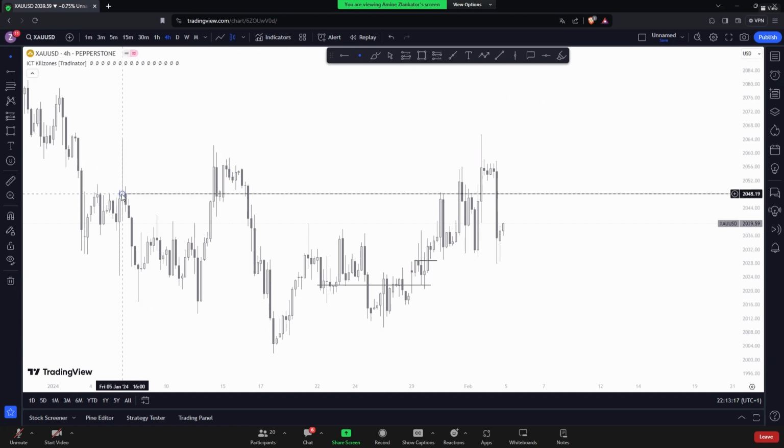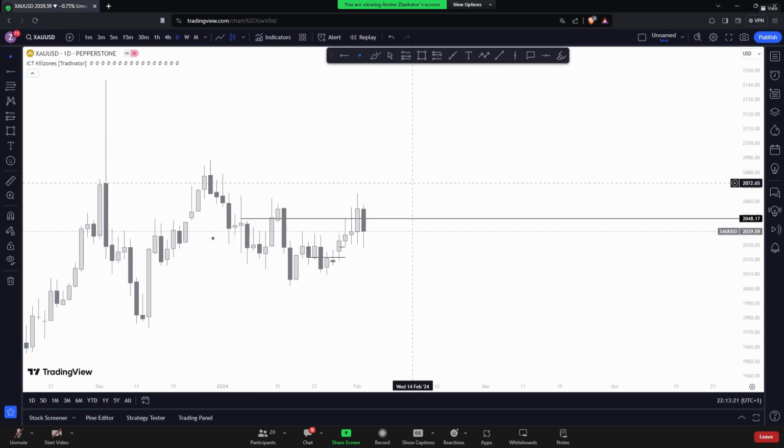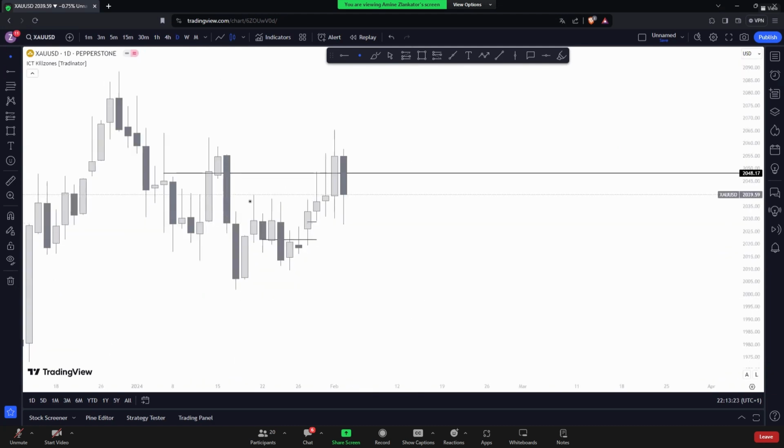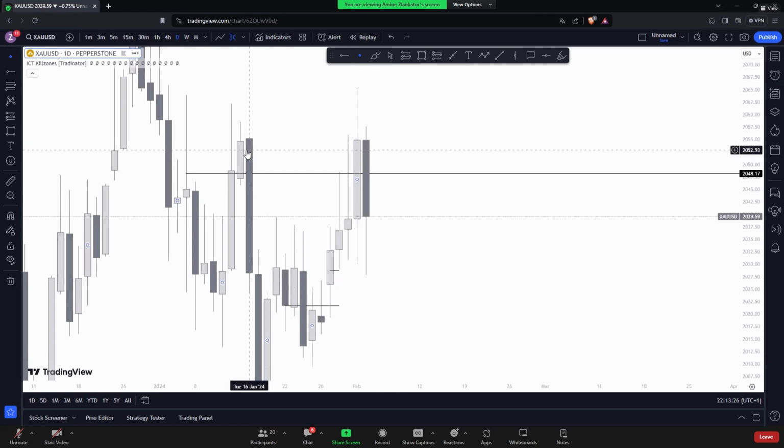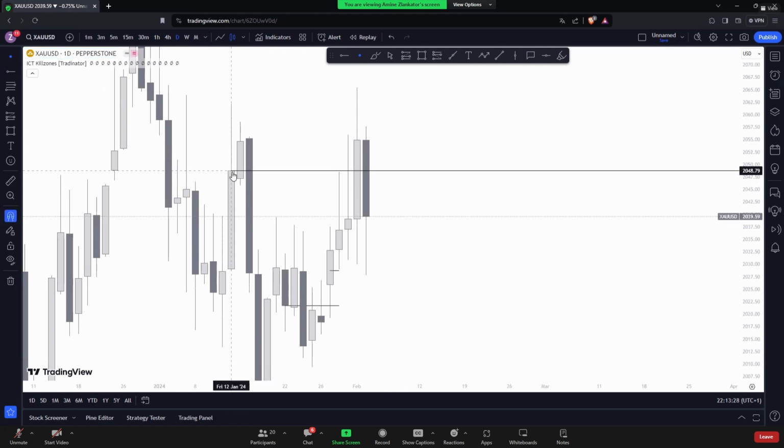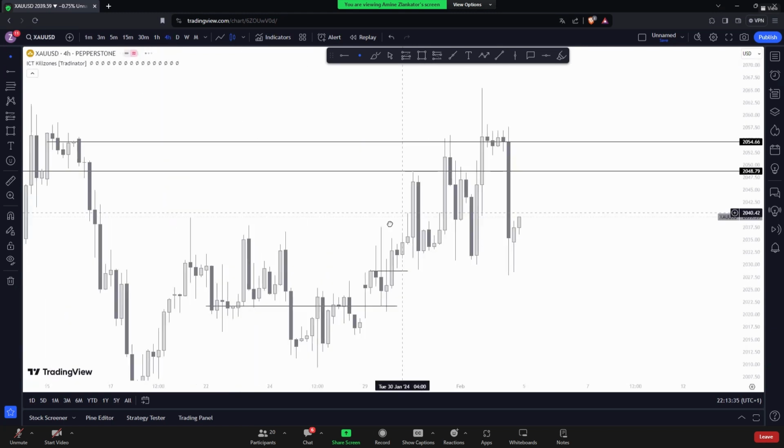As you can see here, H4 aligning with H1 and the daily. So this is your target. Now price wants to go higher again. Where is the next fresh level? The next fresh level is right here, and you would want to refine that to the H4, H1. Same thing for this daily right here. So you just go to the H4 and refine those.